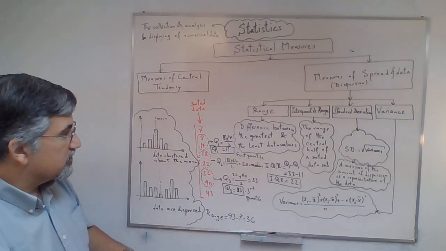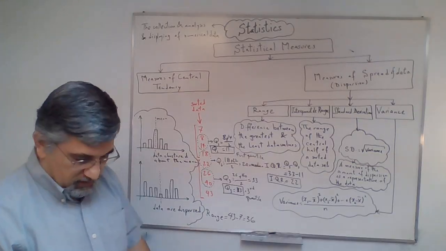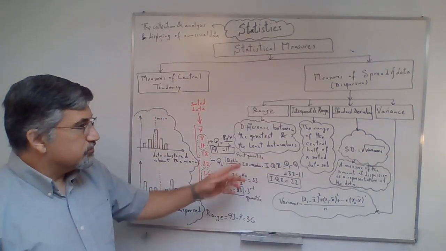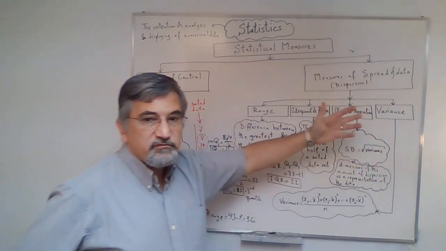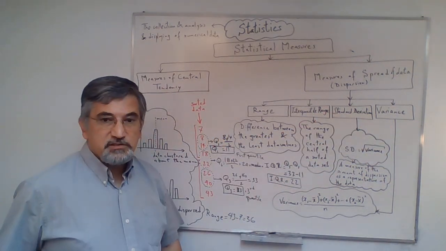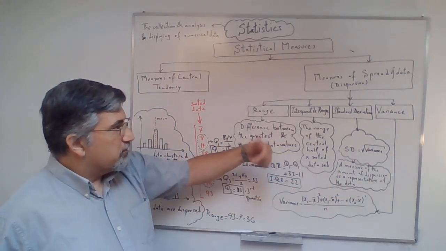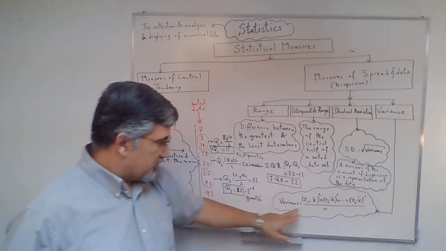So that's how you calculate the range. That's how you calculate interquartile range. And I hope you understood how we calculate these. The other two measures of spread of data, standard deviation and variance, we have to talk about them extensively in a separate lecture. But briefly, variance is a measure of spread of data, and it's calculated by this formula.